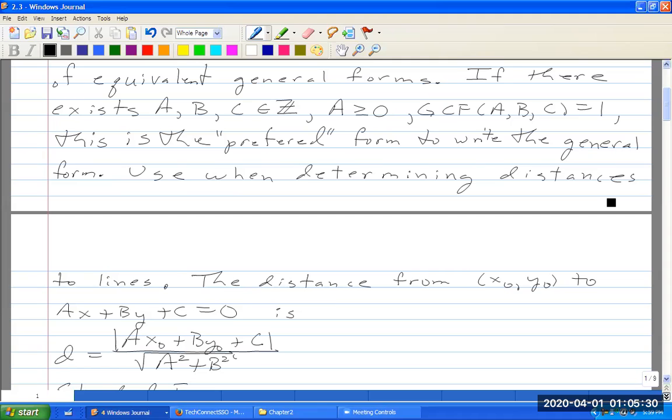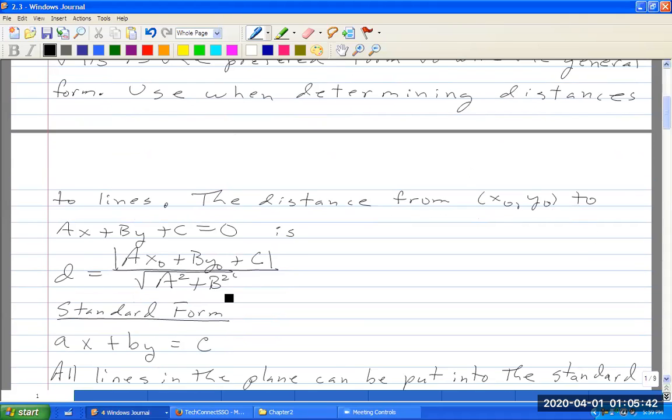So for example, suppose you want to find the distance from some point x0, y0 to the line ax plus by plus c equaling 0. Then the distance is given by a x0 plus b y0 plus c, and we'll put that in absolute value so that it's non-negative, because distance is non-negative, divided by the square root of a squared plus b squared. So that's the general form for the equation of a line.